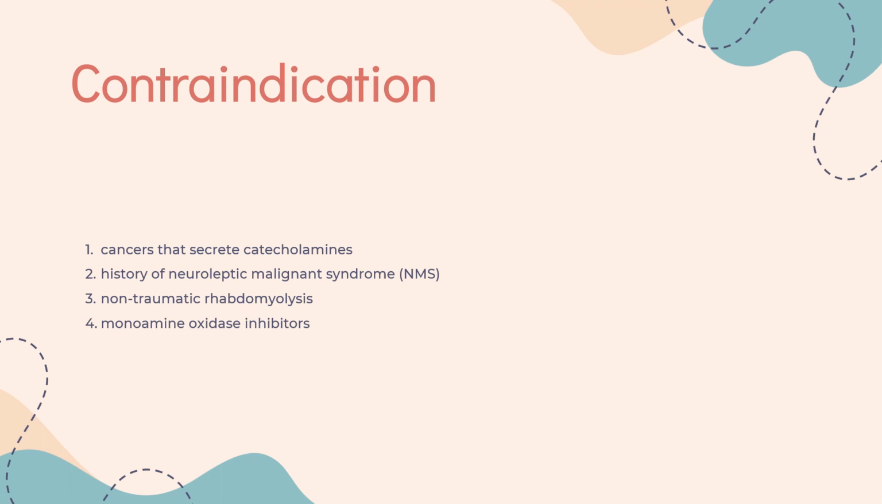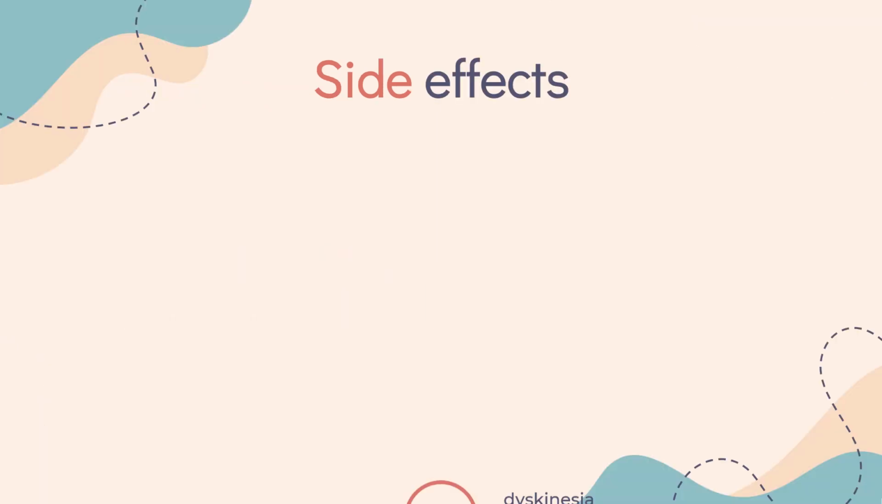Contraindication. This drug is contraindicated in people with cancers that secrete catecholamines, for example epinephrine, such as pheochromocytoma or paraganglioma, because as a COMT inhibitor it blocks catecholamine degradation. Other contraindications are a history of neuroleptic malignant syndrome, NMS, or non-traumatic rhabdomyolysis, and combination with monoamine oxidase inhibitors that are not used as antiparkinsonians, because of possible drug interactions.